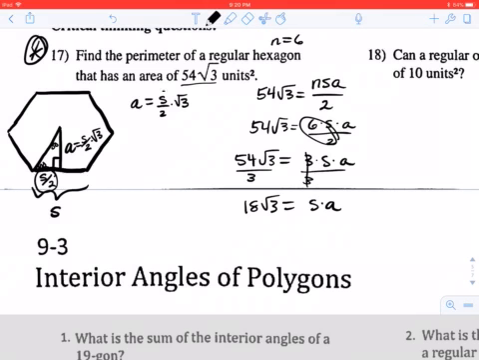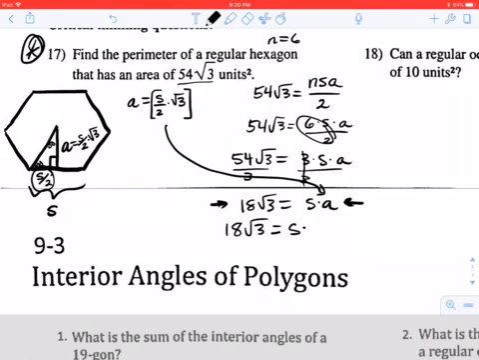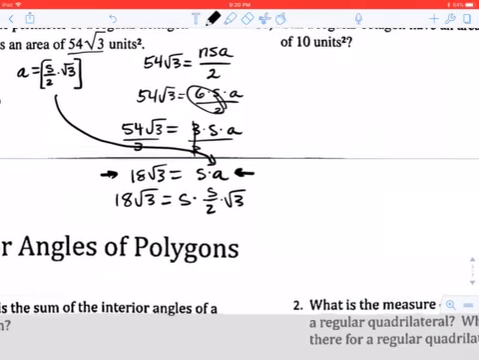So I'm going to take that and substitute that into my formula that I have simplified down here. So 18 square root of 3 is equal to the side times, and then let's substitute the apothem right here with S over 2 times the square root of 3. Okay, and then we solve.